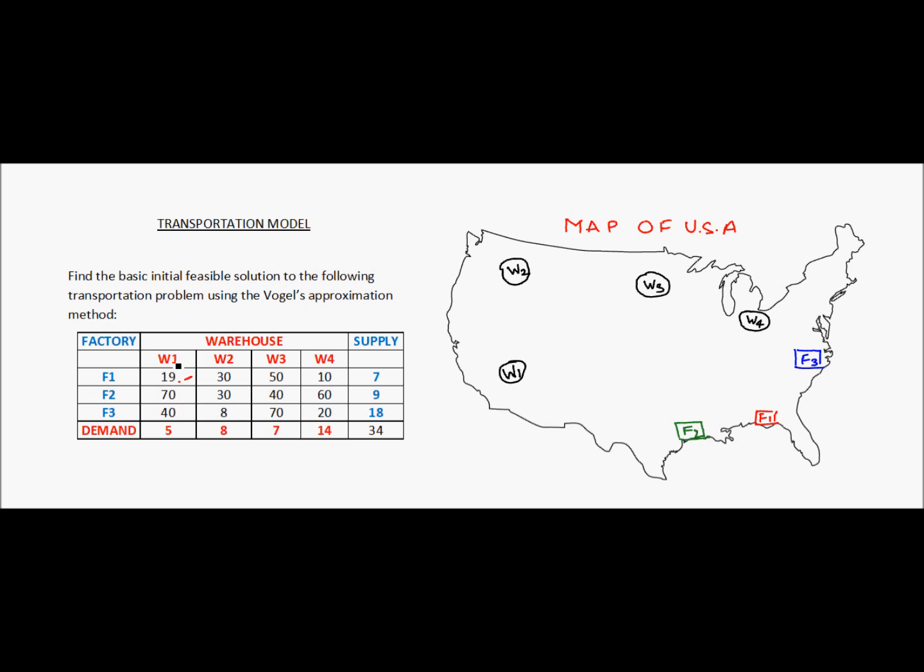Now warehouse number 1 has a demand of 5 units per day. Warehouse number 2 has a demand of 8 units per day. Warehouse number 3 has a demand of 7 units per day. And warehouse number 4 has a demand of 14 units per day.